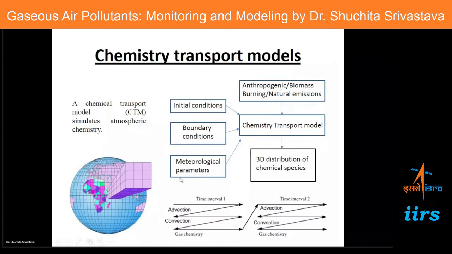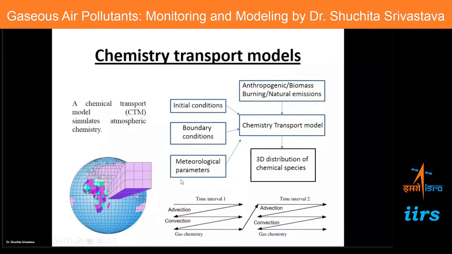Then meteorological parameters are required to run the chemistry transport model. Like I already told, in other models like the numerical prediction model, different equations are solved for calculation of U wind, V wind, temperature and other parameters, like the thermodynamic energy equation and momentum equation. But a chemistry transport model basically focuses on the species continuity equation. It takes care of all the processes which may change the concentration of target species, right? So we give the meteorological parameters directly to the chemistry transport model.